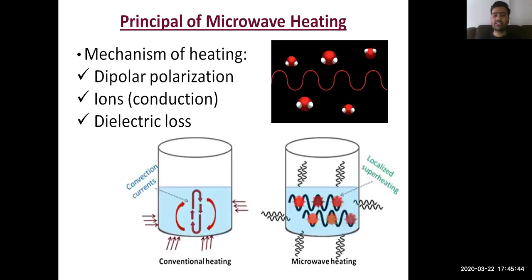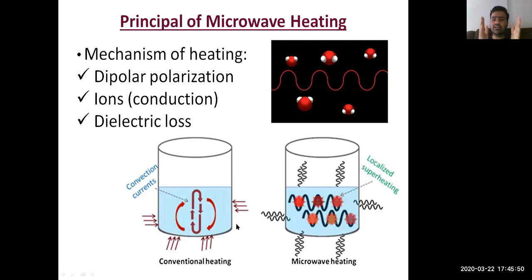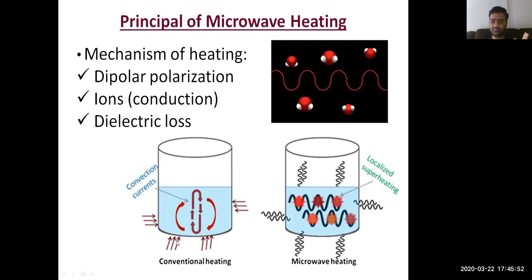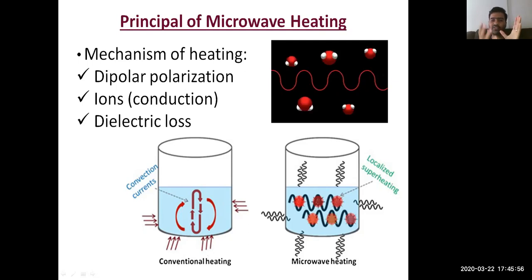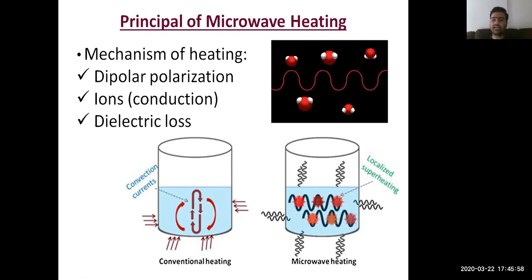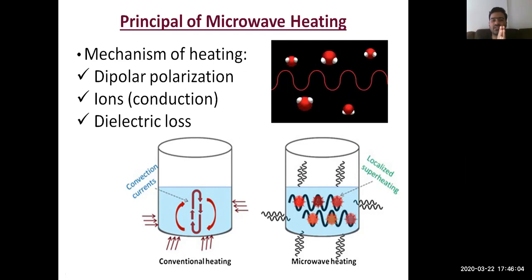So how is this different from conventional heating? In conventional heating, as you can see here, the container has to be heated first, right? So you put your container on top of a flame, and the flame has to first heat the container. The container would then result in heating the solvent. The solvent will then transfer its energy to the substrate, which has to undergo some reaction.